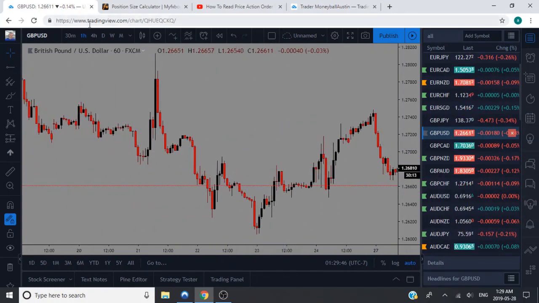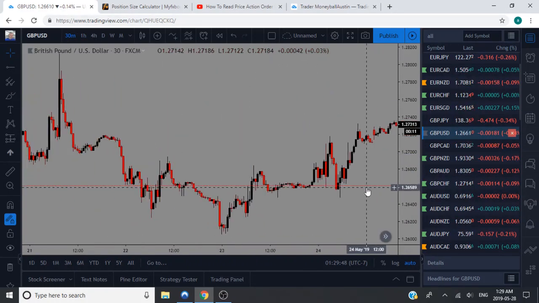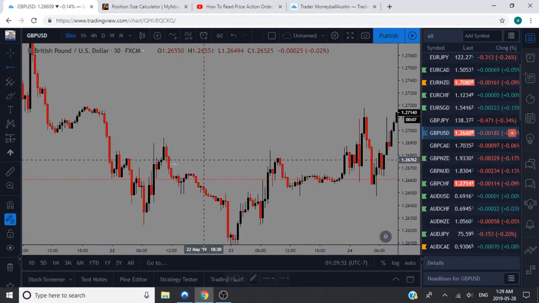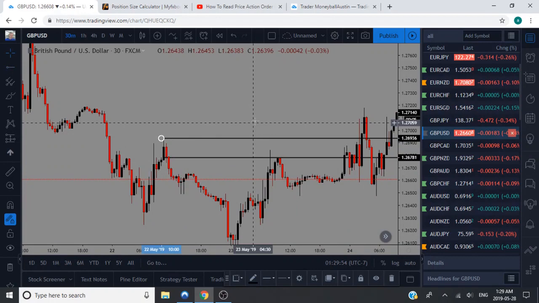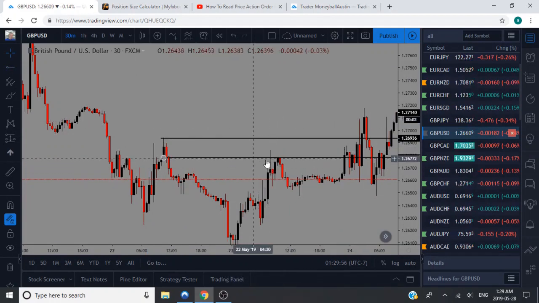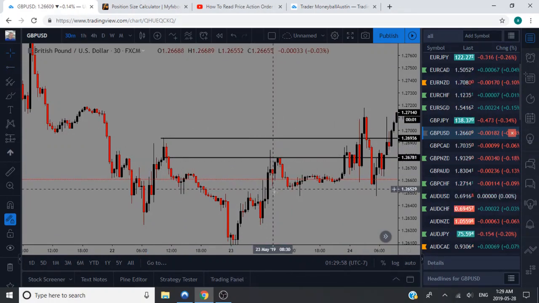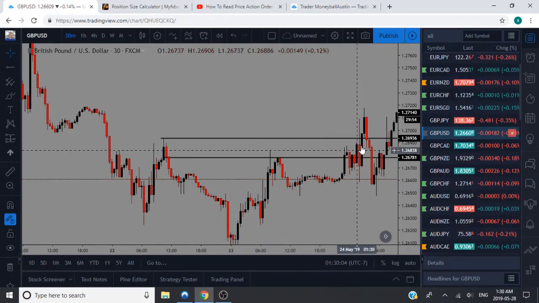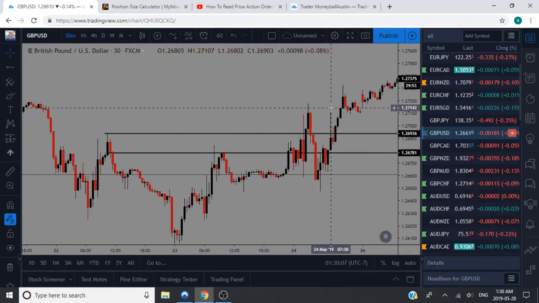Where was it? Yeah, it was right here. I took this short right here. I believe I talked about it in my other video too, guys, the last one I just released. Price came up, I took a short. I had my first target down here. I just got my first target hit. I put my second order to break even, and I got stopped out with my second order at break even.